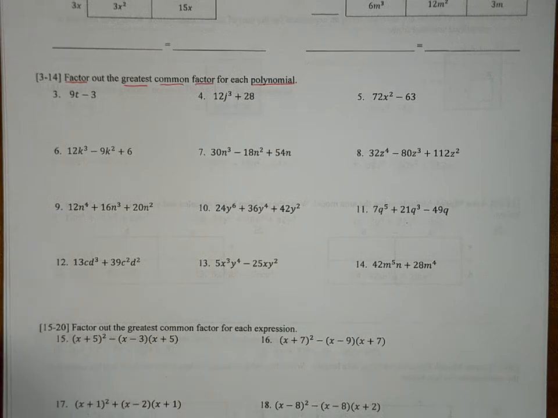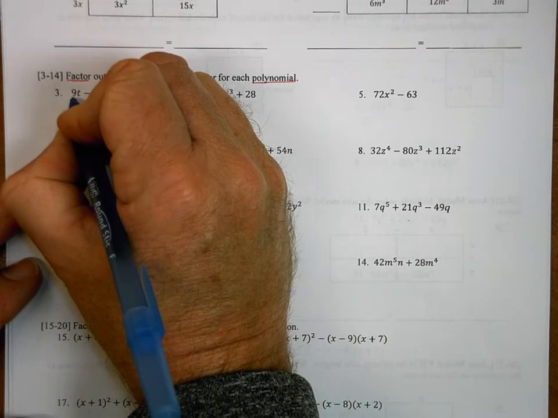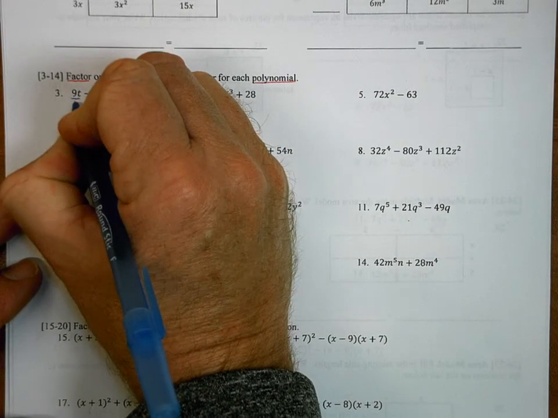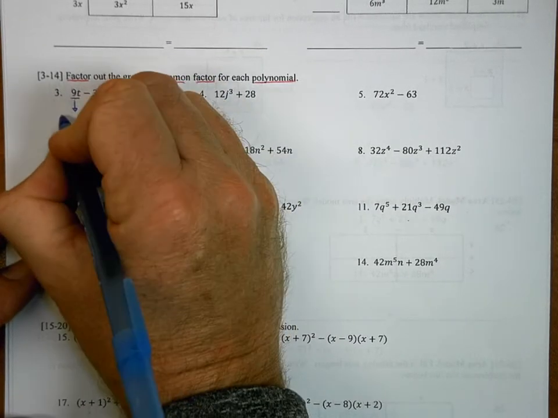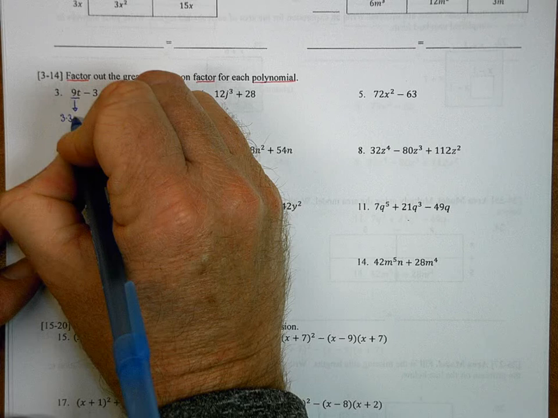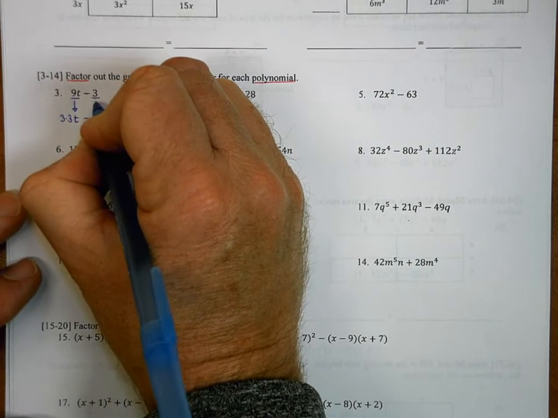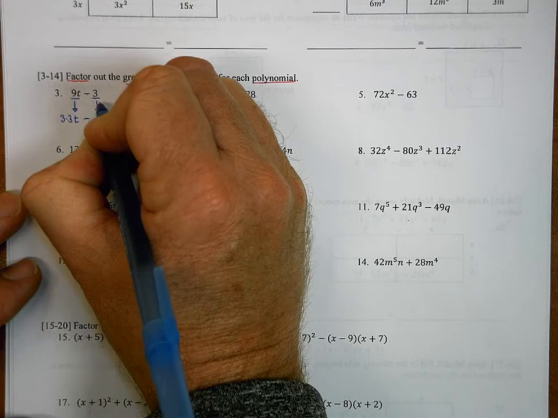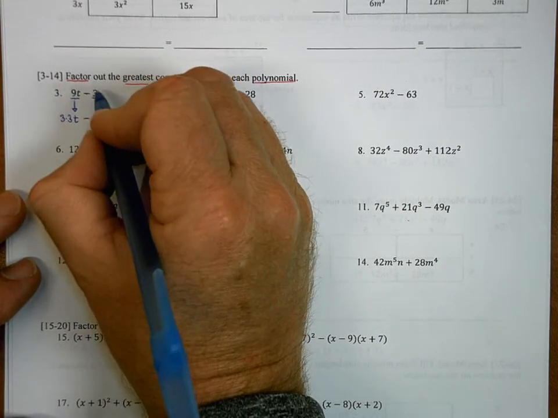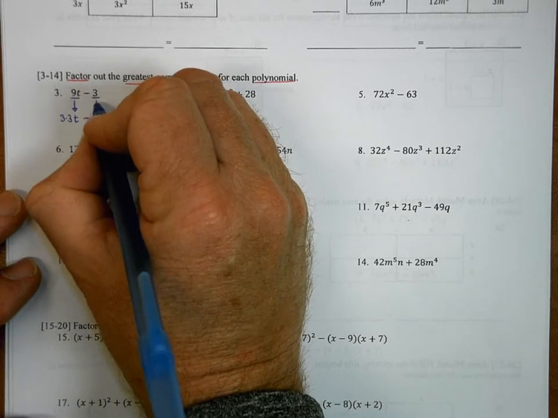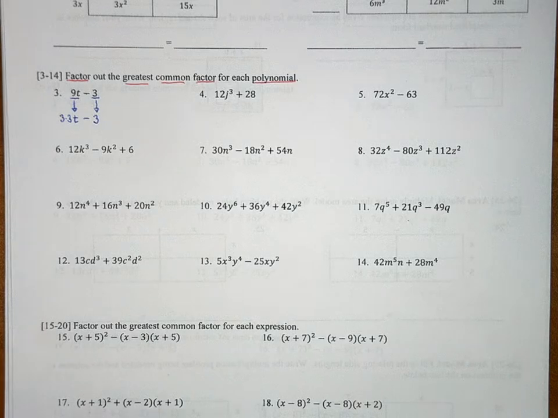So my first one, number 3, I have 9t plus 3. What we're going to do is take the first term, which is 9t, and break it down into its prime factors. So 9 breaks down into 3 times 3, and t is just t. Then I'm going to put a plus sign, and then I'm going to take the next term, 3, and factor that down into its factors. Well, 3 cannot be factored at all because it is a prime number. That's the term we use if something can't be factored. So 3 is just 3.